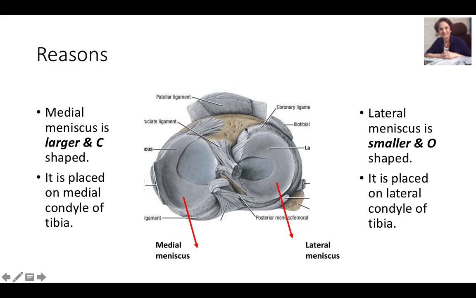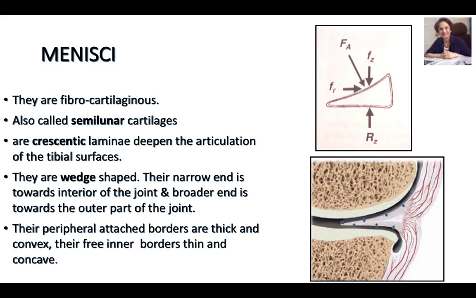Now, this is the upper surface of the tibia. This is tibial tuberosity facing anteriorly and this is the fibula which is on the lateral side. So, now this is lateral meniscus. It is sitting on the lateral condyle of tibia and it is smaller of the two. Also, it is O-shaped. So, because of this reason, we identify them as medial and lateral.